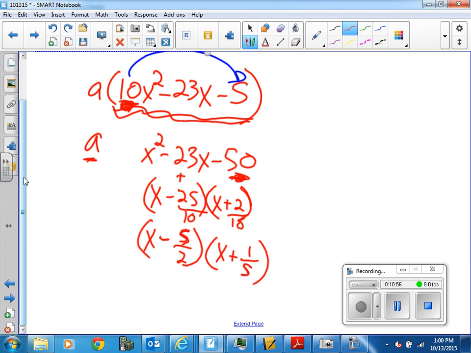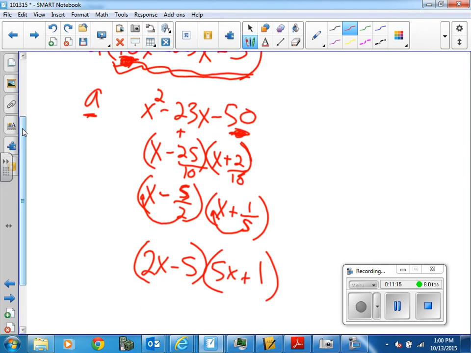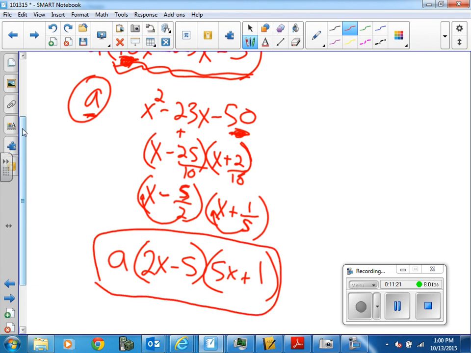Now remember, if you still have a denominator after you simplify, you have to put this up here, put this up here, so we end up with 2x minus 5 and 5x plus 1. And don't forget about your a. Remember, a is still a factor, so alright, that is completely factored. And the last one.